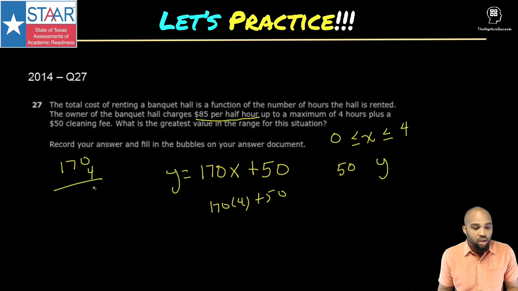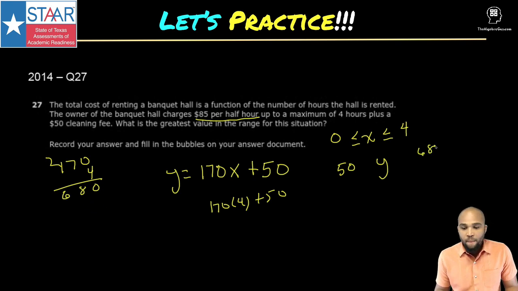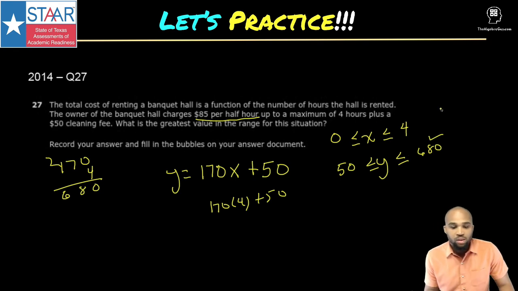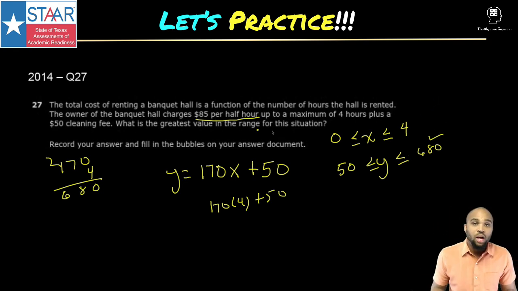I don't want to take out my calculator, so I'm just going to do it this way. 8, 2, 4, 680. So this is my greatest. So it can be greater than or equal to 50, less than or equal to 680. So the greatest amount is 680, that is the answer. I would have put it on my answer document.